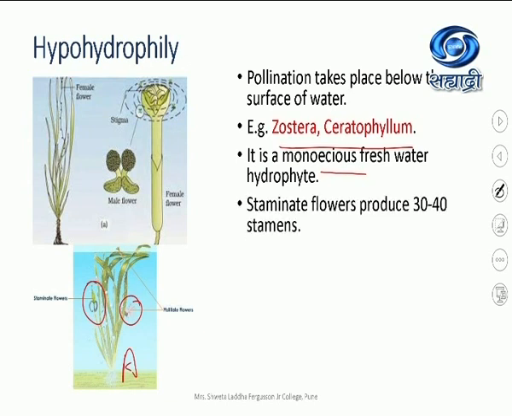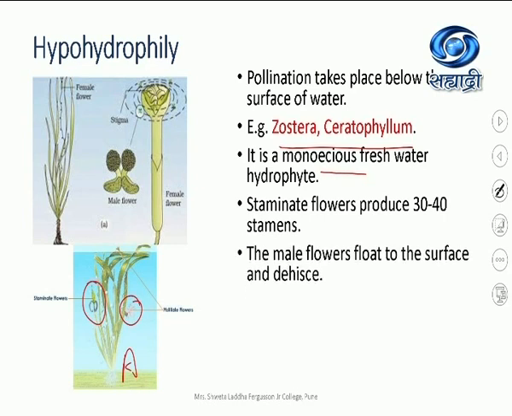The staminate flower produces 30 to 40 stamens. The male flowers float to the surface and dehisce. You can see in this picture I have taken from the NCERT book. This is the male flower which is dehiscing, which is opening. Dehisce means they open to release the pollen grain.